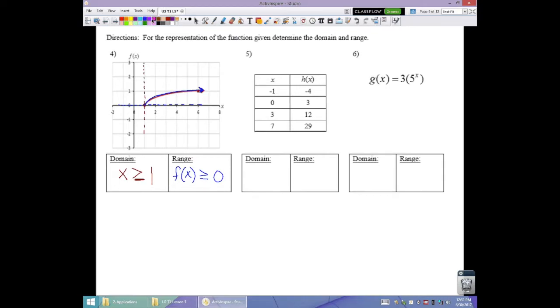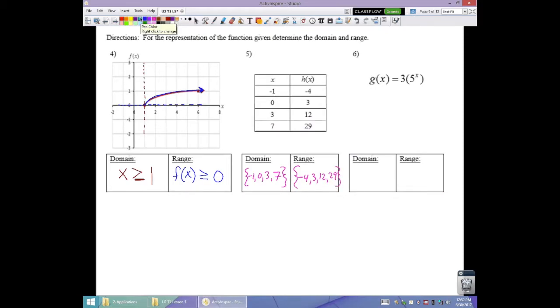Okay, number 5, my domain. Again, this is not a continuous function like number 4, so I'm just going to have to list the domain elements and range elements. Domain elements are -1, 0, 3, and 7. Range elements, -4, 3, 12, and 29.